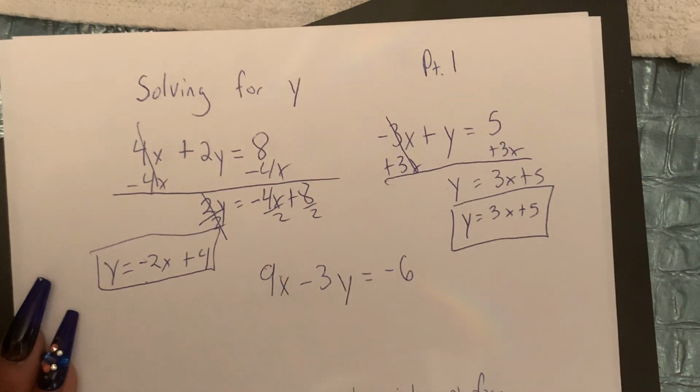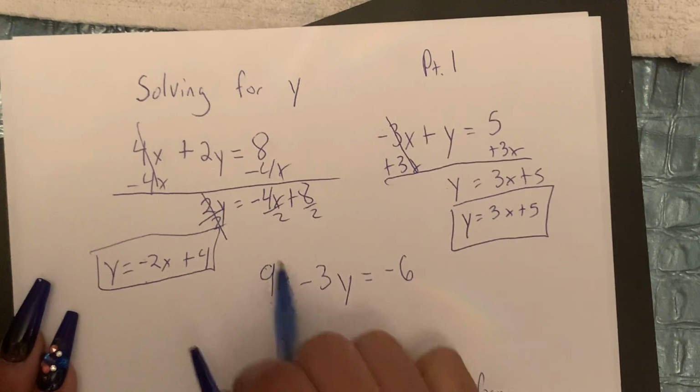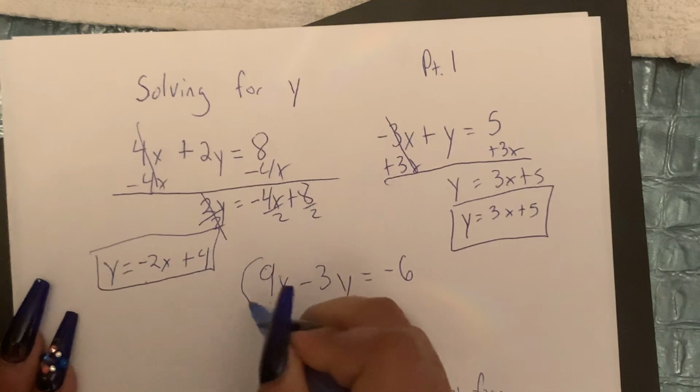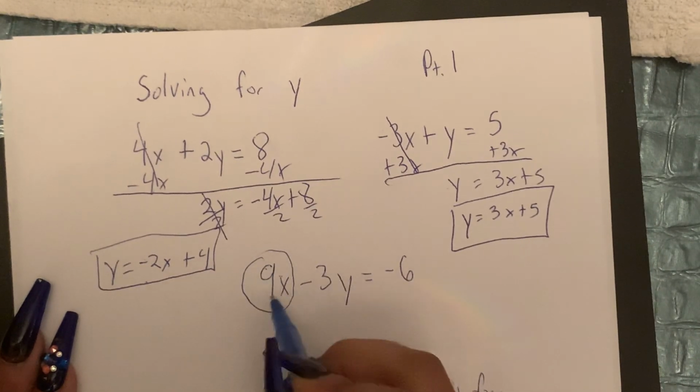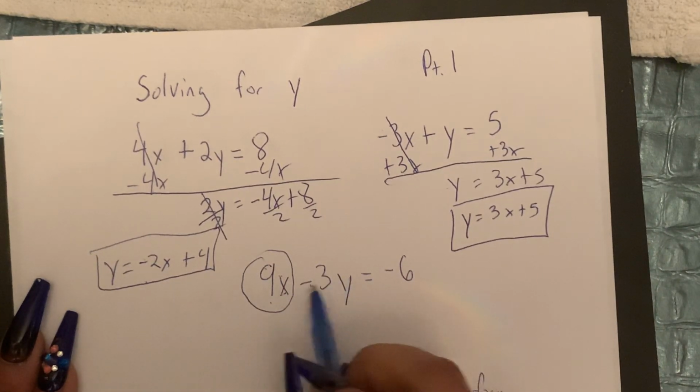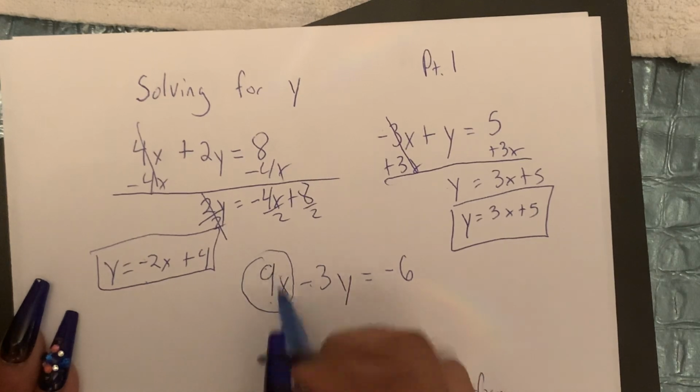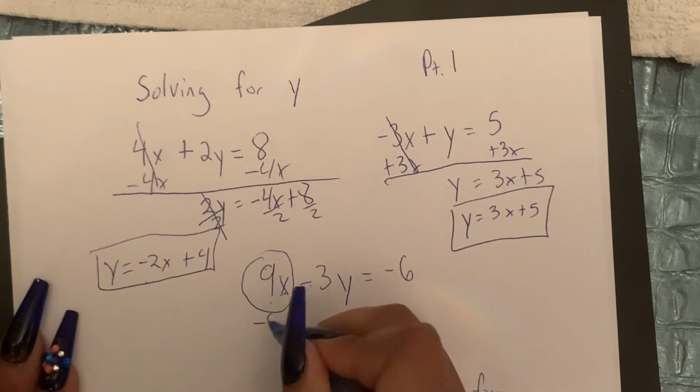Okay, last example. Move the x term by doing the opposite. This x term is positive. Remember, you only look at what the x term has. This negative is for the y. So this is a positive 9, so I'm going to do the opposite and subtract 9.